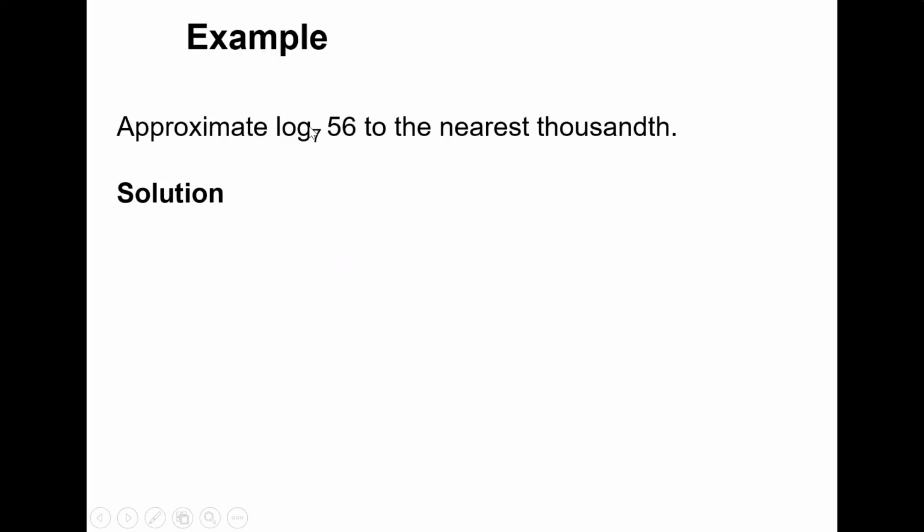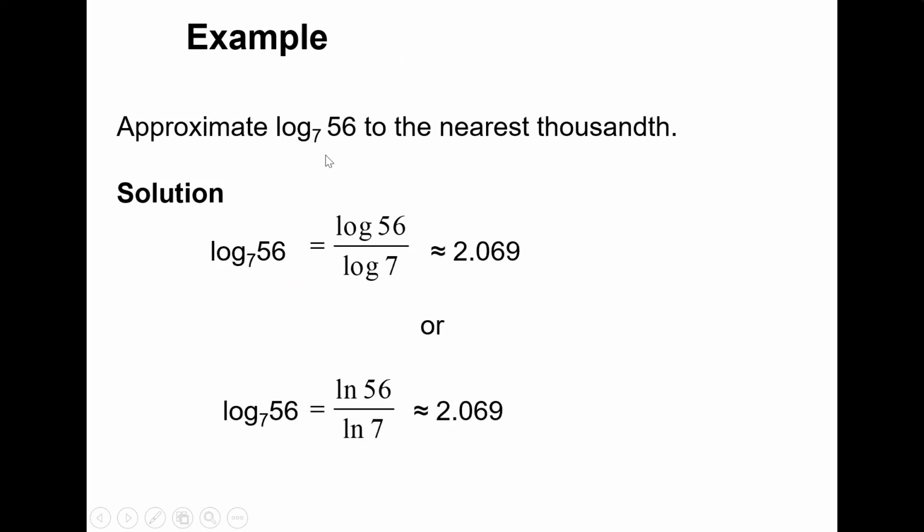So here we're supposed to approximate log base 7 of 56 to the nearest thousandth. So we just take log 56 divided by log of 7. And again, you can use ln or you can use log. Both of them give you the same answer. Test it out on your own calculator and you'll see that they do give you the same answers here.